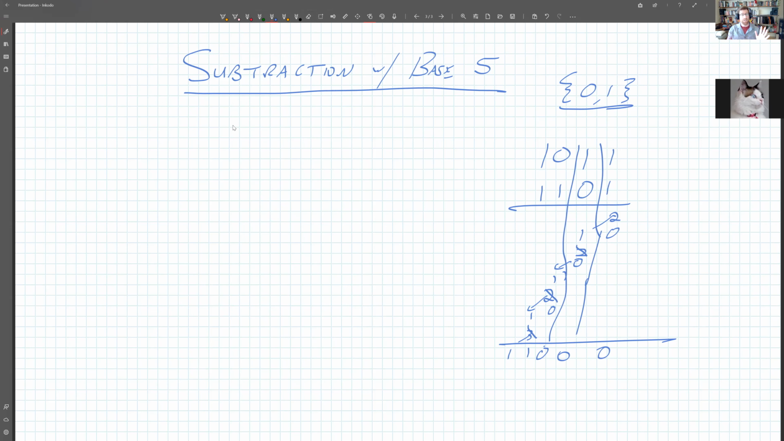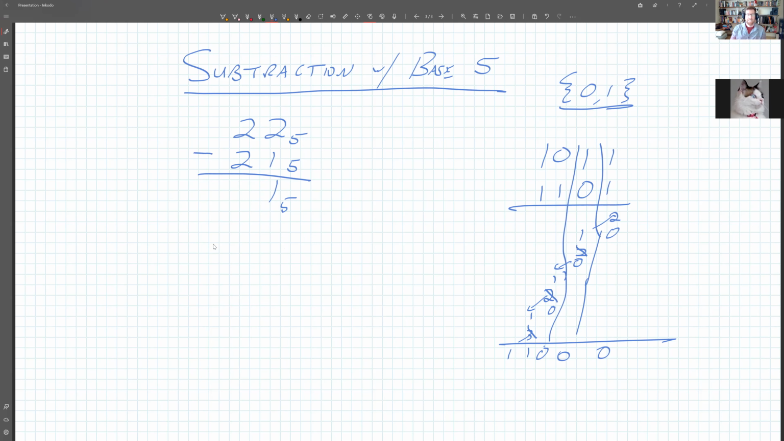Let's do some subtraction. I don't want to test our subtraction too much here. So first I'm going to do something simple. 2 minus 1 is 1, 2 minus 2 is 0. Oh, okay. That looks fine.